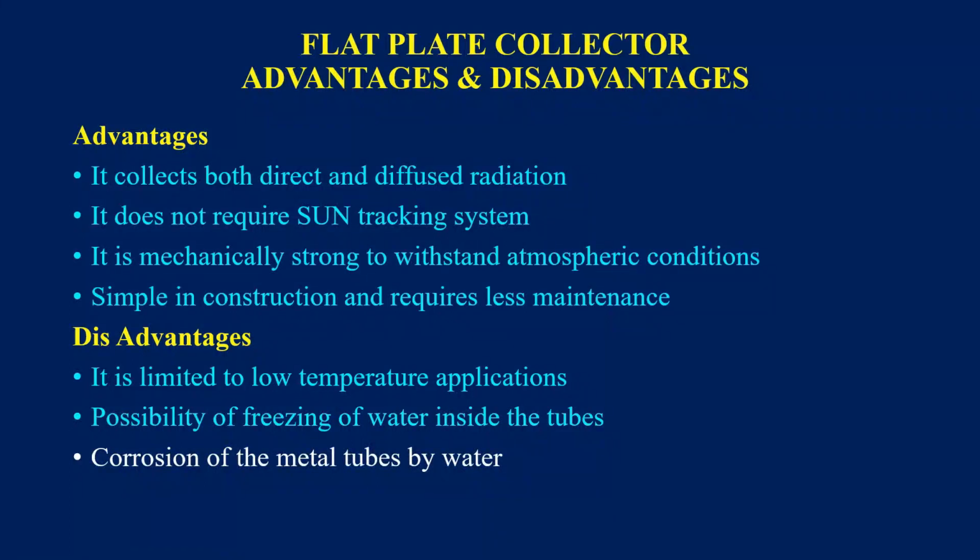The next disadvantage is corrosion of the metal tubes by water. We know that when water flows through metallic tubes, they will get corroded. And also, if we are draining the tubes and refilling them again, when the tubes are drained, air enters the tube, so the oxygen in the air increases the rate of corrosion. The corrosion can be minimized by using copper tubing. Use of copper tubing is one of the best solutions to prevent corrosion.